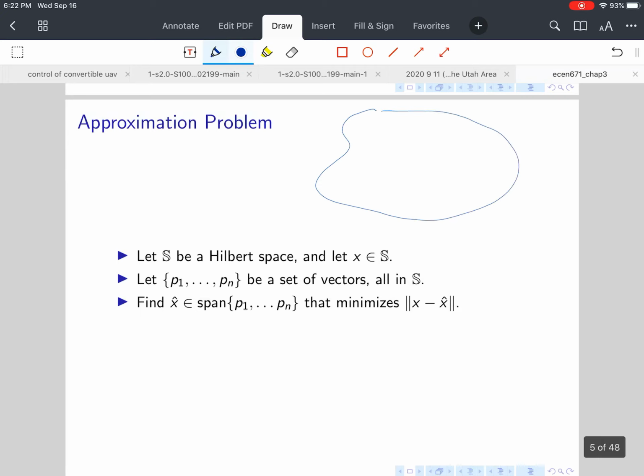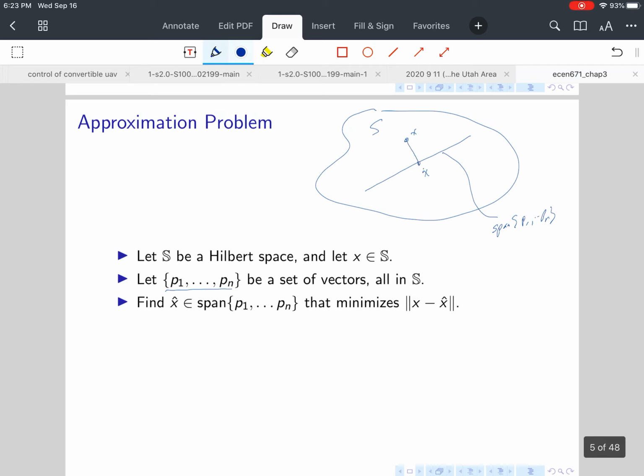Okay, so let's consider the following approximation problem. Suppose you have a Hilbert space S, and we've got some x here. Now, suppose we've got a set of vectors, and we look at the span. So there's some set of vectors here, and this is going to be the span of P1 up to Pn. So again we have a closed subspace inside of S, and each of these elements are elements of S.